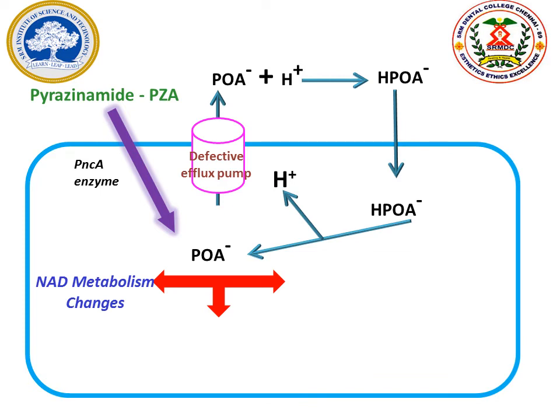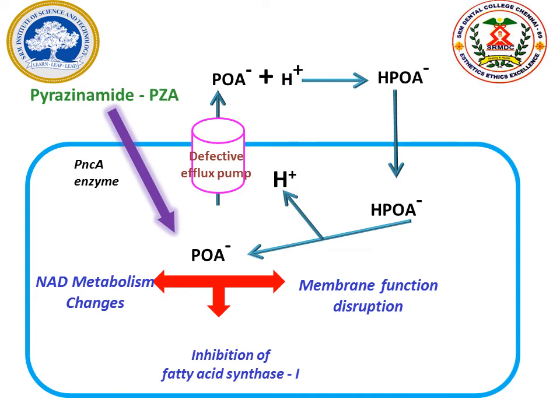They act by inhibiting NAD metabolism. There are some changes evident in the NAD metabolism due to the action of pyrazinoic acid. Next, it also causes membrane function disruption, again to some extent inhibiting the cell wall synthesis. The next postulated mechanism is that it also inhibits fatty acid synthesis by inhibiting the fatty acid synthase 1 enzyme. So these are the three mechanisms by which pyrazinamide is able to act inside the Mycobacterium tuberculosis.